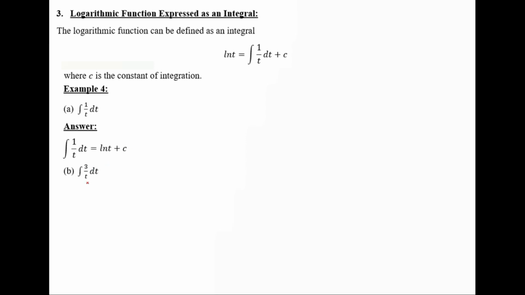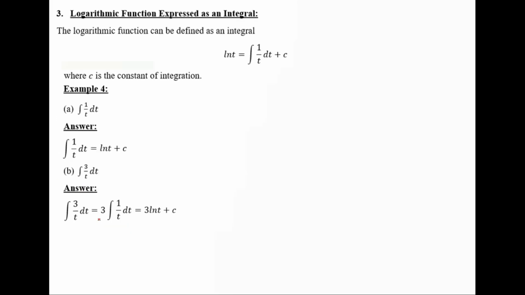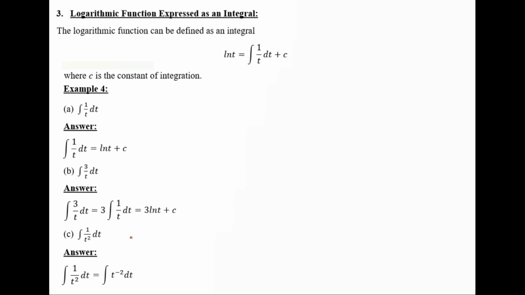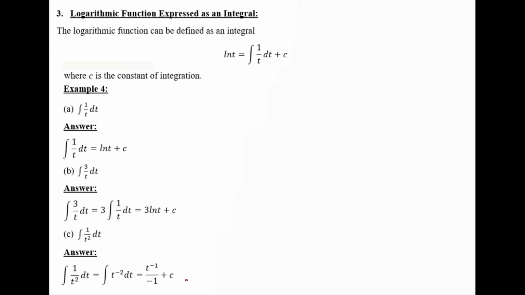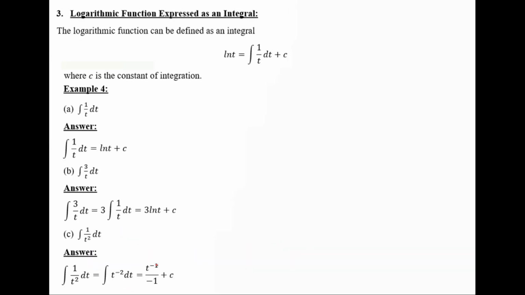Now, integral of 3 over t dt, we can drag the 3 out. That would be 3 integral of 1 over t dt. So here, for example, we have dragged the 3 out, and that would be 3 ln t plus the constant. What about integral of 1 over t squared? Here we can utilize that this can be written in the form of a polynomial with a negative power, which means integral of t to the power minus 2 dt. Now we increase the power by 1 and we divide by the final power, and that would be minus 1 over t plus the constant, or we can keep it like this.